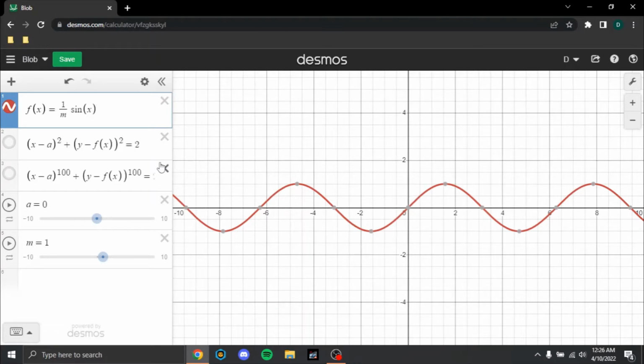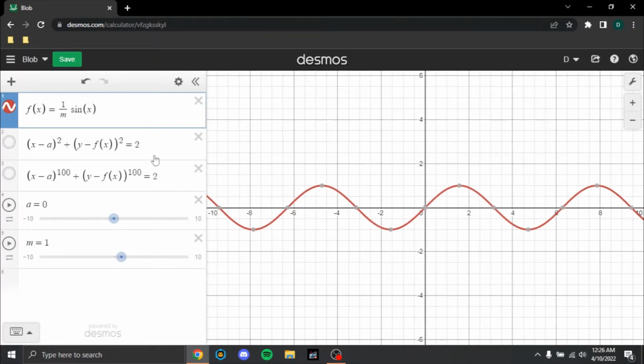But yeah, I was just playing around. I was thinking, what if we had some sort of equation here? This looks like the equation of a circle, right? And I just set it equal to 2 because why not? So pretty much, you have the equation of a circle. The only difference is that we have an f of x here, where f of x is obviously our sine graph. So I was thinking, what would that turn out like?